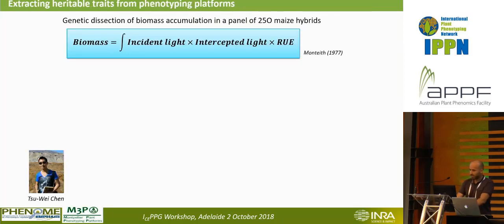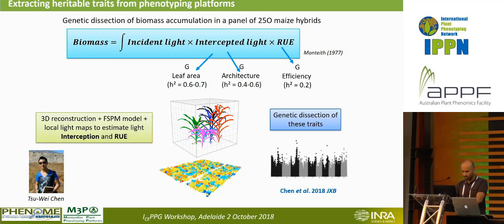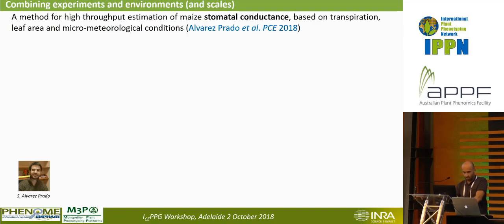Similarly, we go back to the equation of Monteith. This is the work of Shuwei, and he used a 3D reconstruction plus a functional structural plant model combined with the local light maps that I showed before to estimate light interception and radiation use efficiency in 250 maize hybrids and different experiments. He could dissect the genetic architecture of these traits and found interesting information.